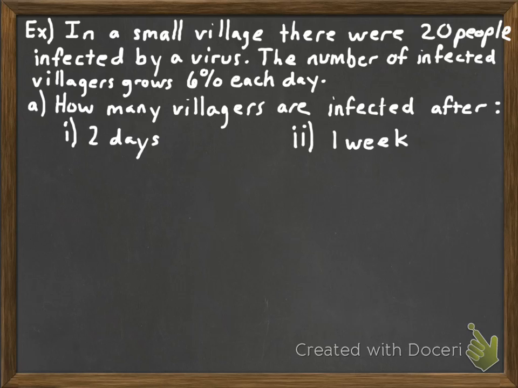And we're going to start off by this. We're going to ask how many villagers are infected after 2 days and then after a week. And in order to answer that question, how many villagers are infected at any given amount of time, we need to write an exponential growth function to model the growth of this virus, or the spread of the virus, if you will. So go ahead and write your function that models the growth of this virus.